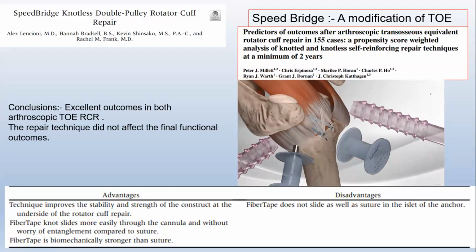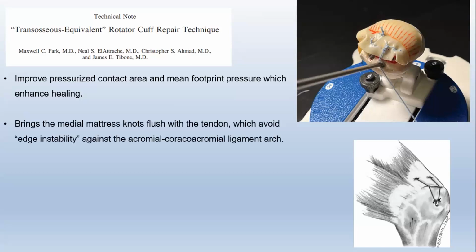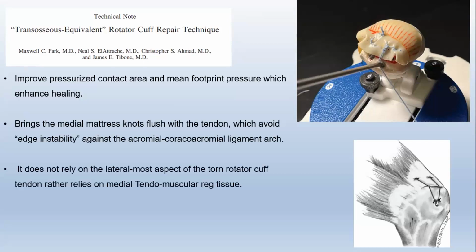In the case of trans-osseous equivalent repair, it improves the pressurized contact area and mean footprint pressure, which enhances healing. It brings a medial mattress knot flush with the tendon, which avoids edge instability against the coracoacromial ligament arch. So it does not rely on the lateral-most aspect of the torn cuff, whereas it relies on the medial tendon muscular tissue. Trans-osseous equivalent repair is interconnected and load sharing.